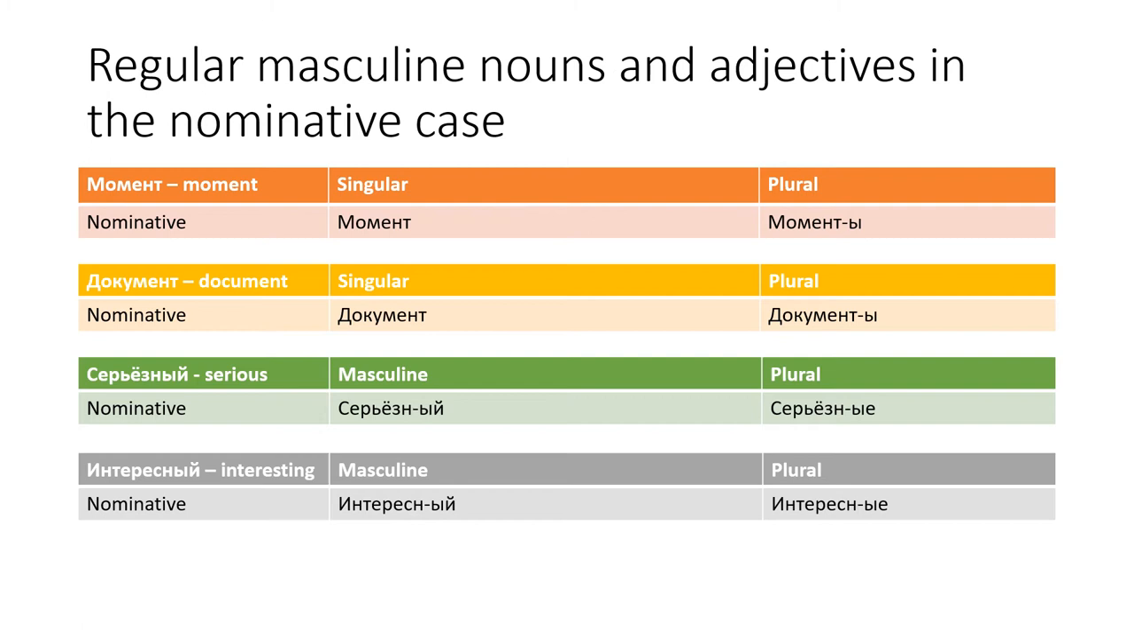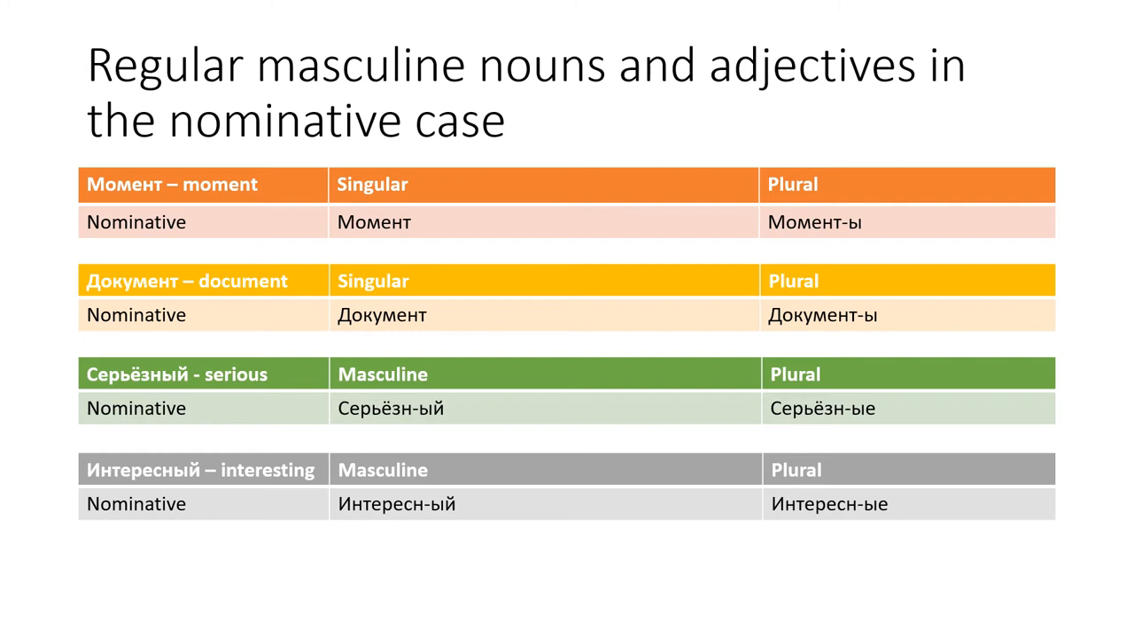Момент. Ma, mie, nte. And then again with the E, it's going to be more of a Y-E. So really try to draw out that ma, mie, mient. Okay, and then in the plural, it's that really deep E sound. And then документ, meaning document. Again, the O is going to be more of an A, and you're going to want to draw out that Y, документ. And then in the plural, it's going to be документы. Документы.